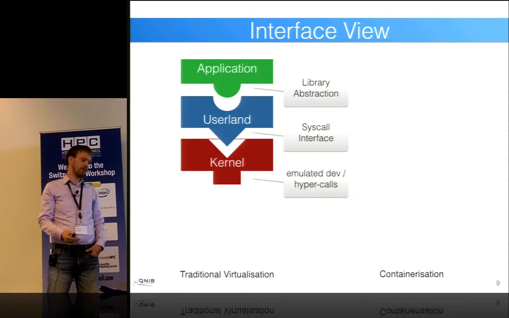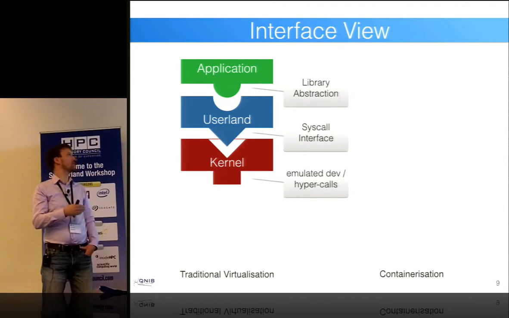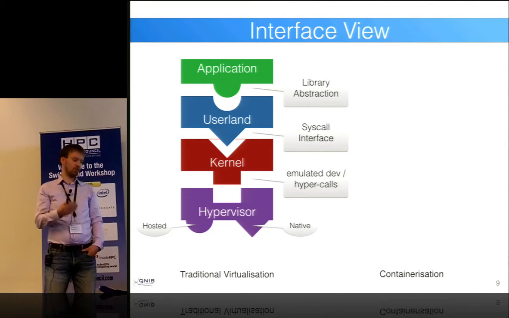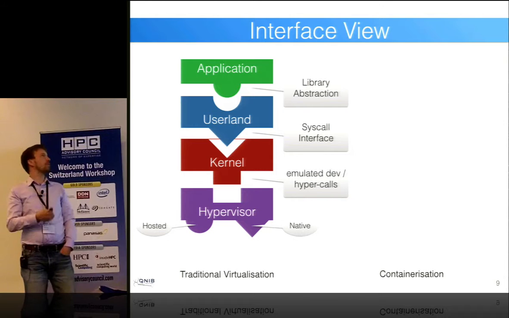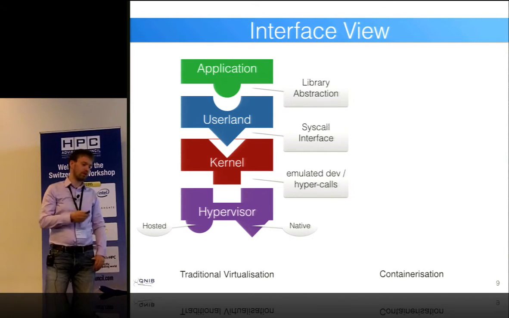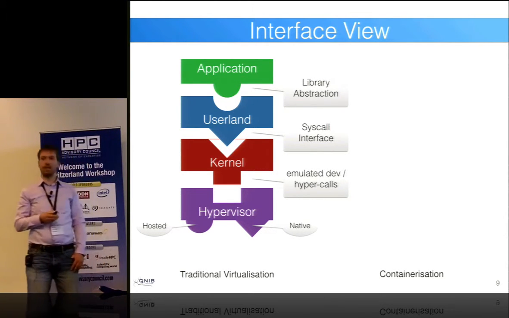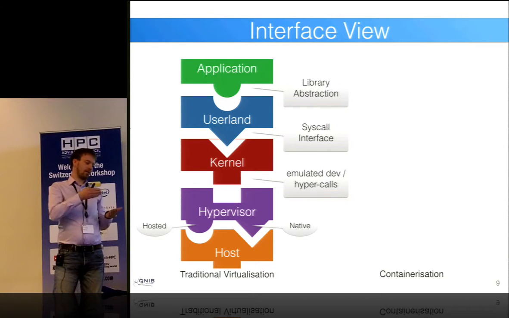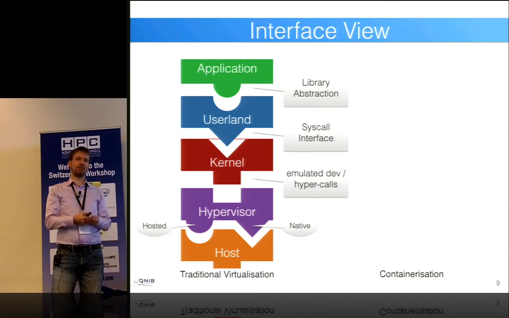And the kernel in the traditional virtualization within the virtual machine uses emulated devices and hypercalls of the hypervisor underneath to connect to the hypervisor. And if we have a hosted version of a hypervisor, we use the userland, so this is the left side. If it's native, we are directly connecting to the kernel, and the hypervisor is type 1.